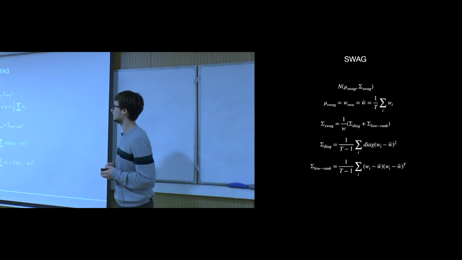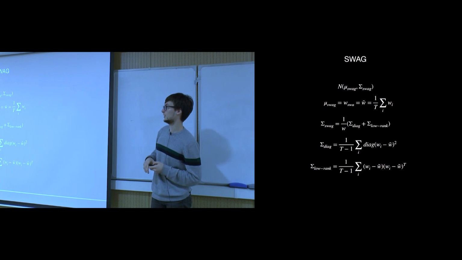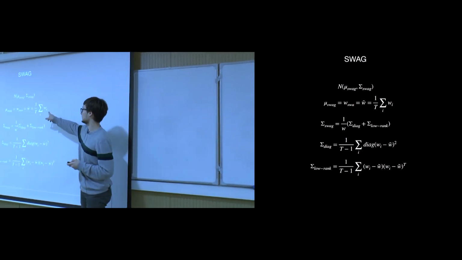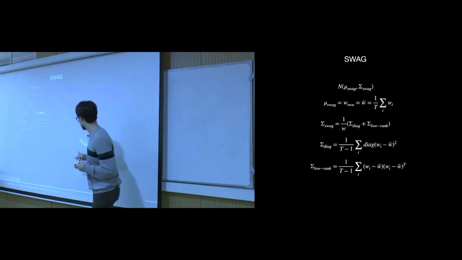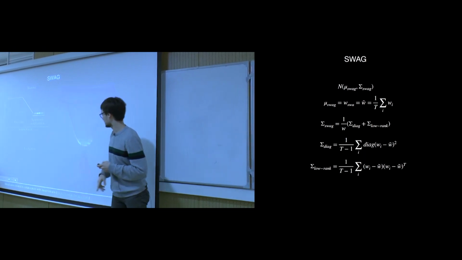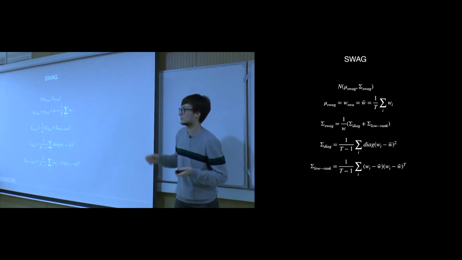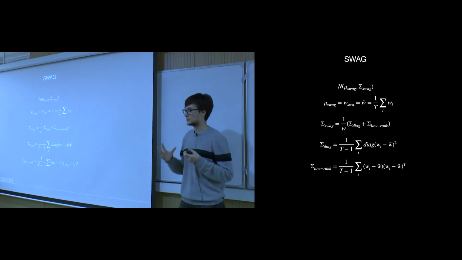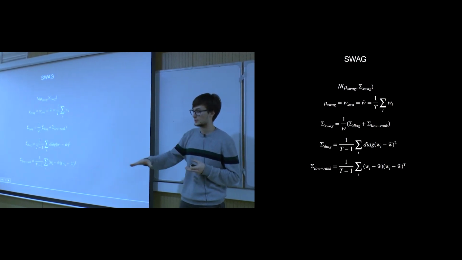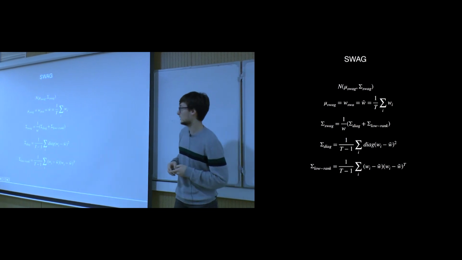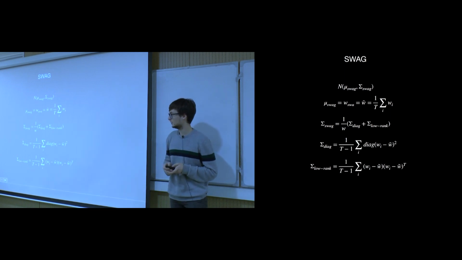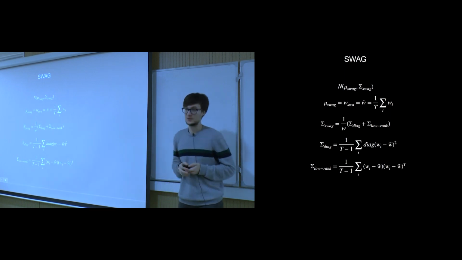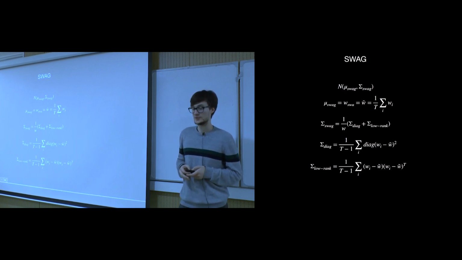And so here are the formulas. The interesting part is how we approximate the covariance matrix. For the mean, it's just the average of the points that we got at this stage. This is also known as the SWA solution. So this is the average of the points that we get by running SGD with a high constant learning rate from a pre-trained solution. But for the covariance, constructing the full-dimensional covariance takes a lot of memory, so we use a low rank plus diagonal format.